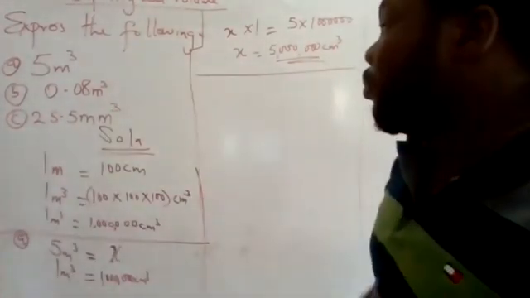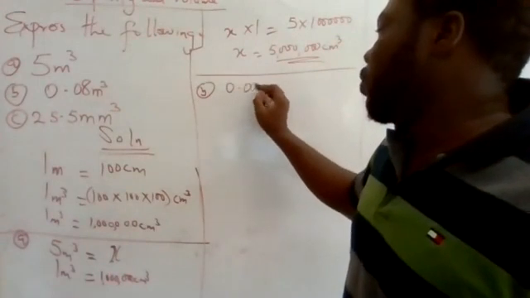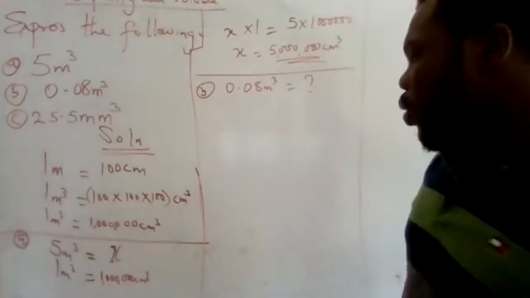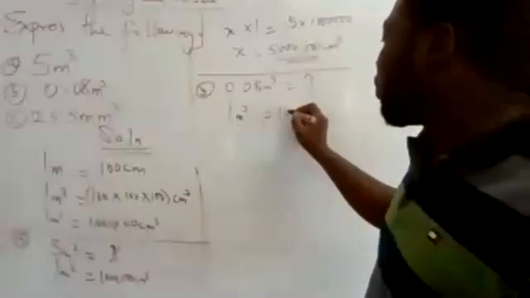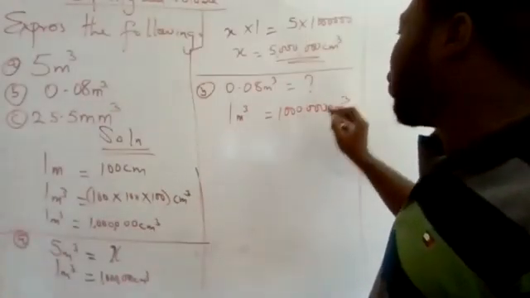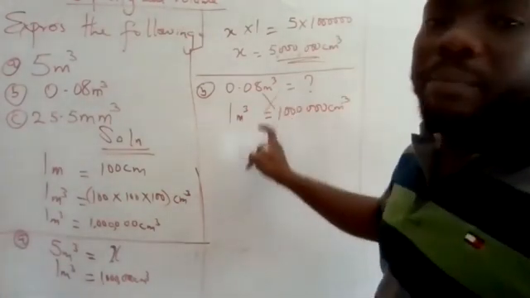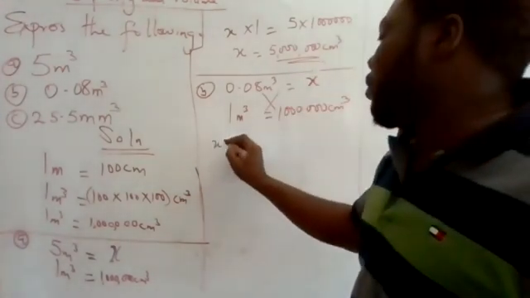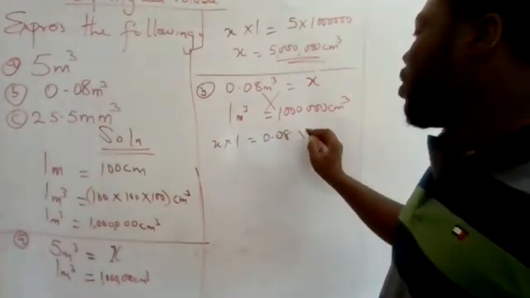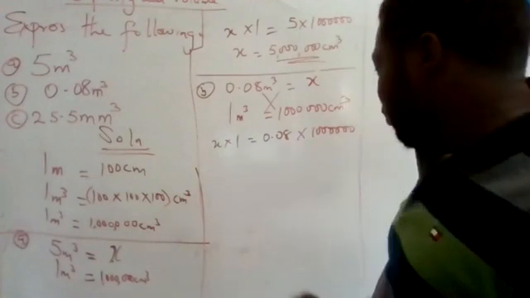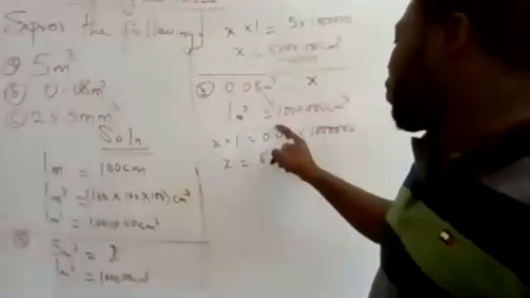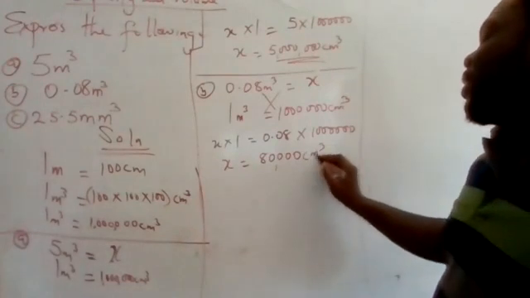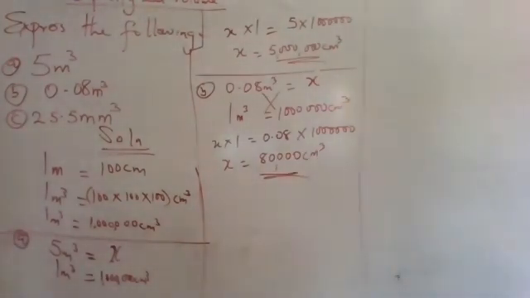0.08 meter cube. You want to know its equivalent. Using the standard, we already know that 1 meter cube is equal to 1 million centimeters cube. So we cross multiply. Remember, meter cube will be under meter cube. Let's call this x. So x multiplied by 1 is equal to 0.08 multiplied by 1 million. So x is equal to 80,000 centimeters cubed. It's as simple as that.